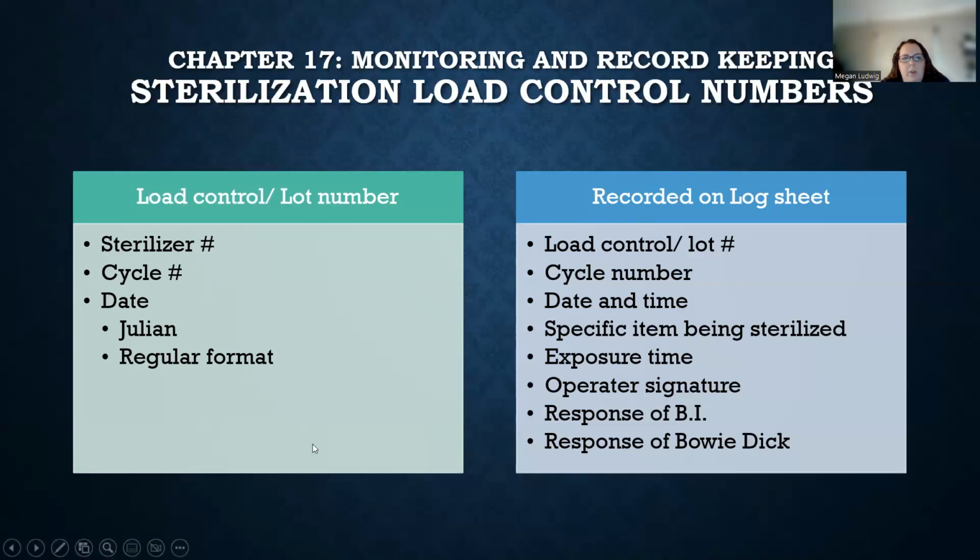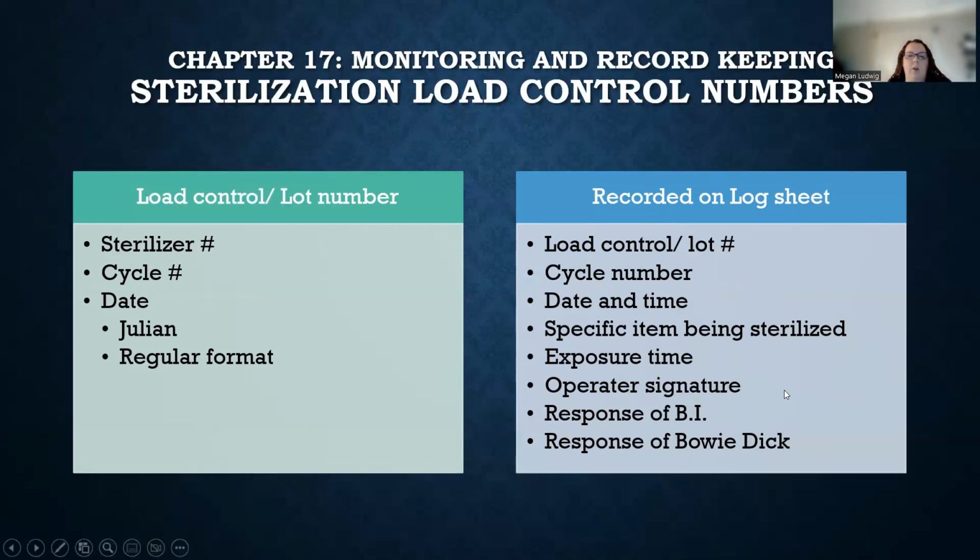And then once you get these lot control numbers, you're going to record that on a log sheet. You have to put that load number, again, the cycle number, date, time, all of that still has to be listed. And then you're also going to include the specific item being sterilized. So be detailed there. How long was it exposed for? Was it the 3-minute cycle, 4-minute, whatever it was? Your signature, if you were the one that ran that load, so the operator's signature always has to be present.